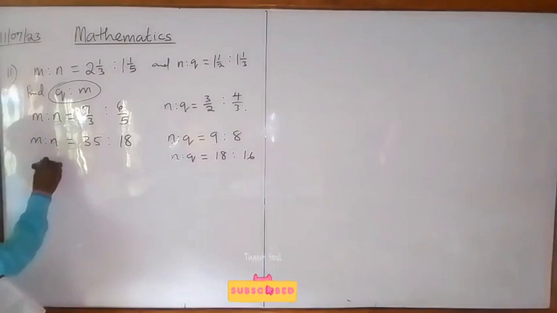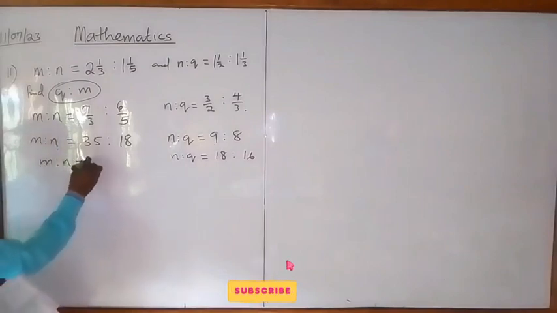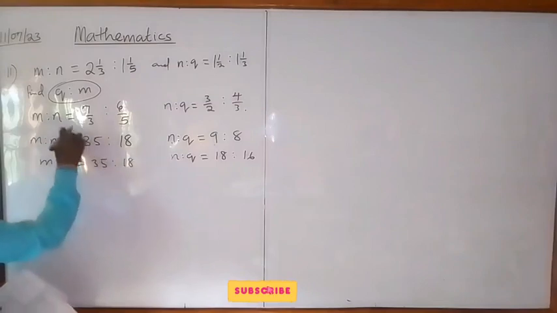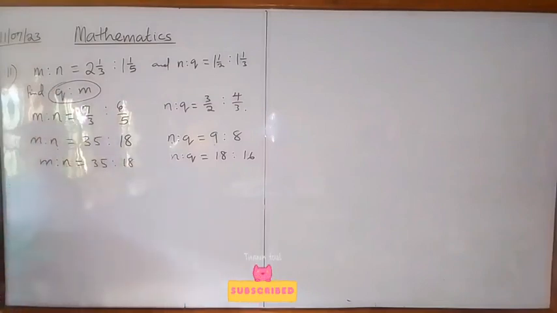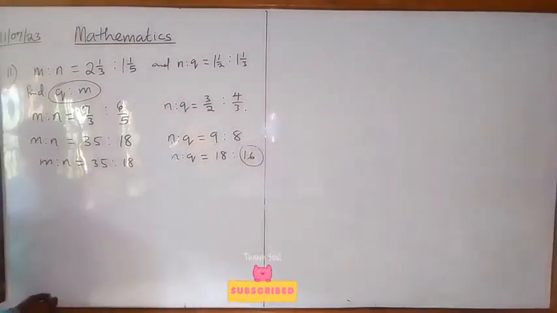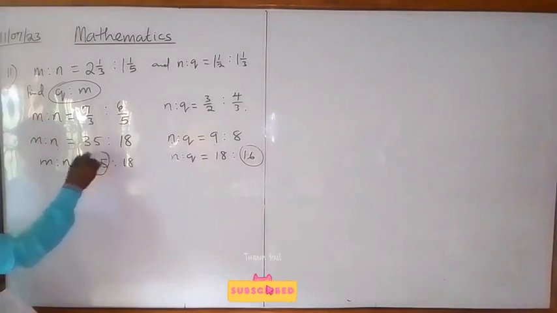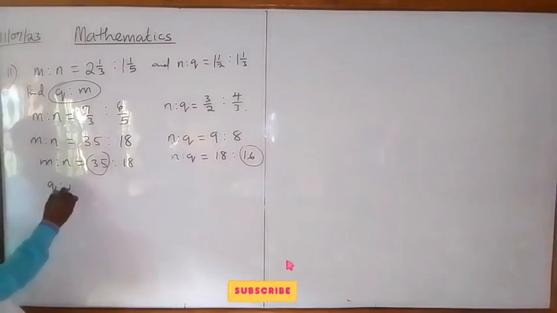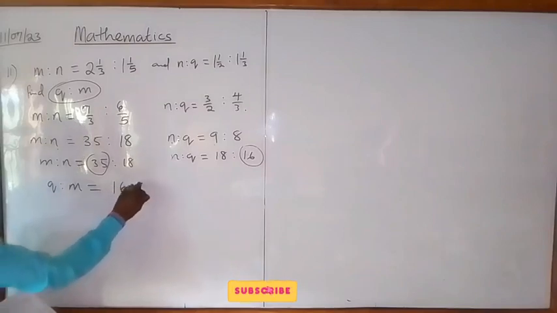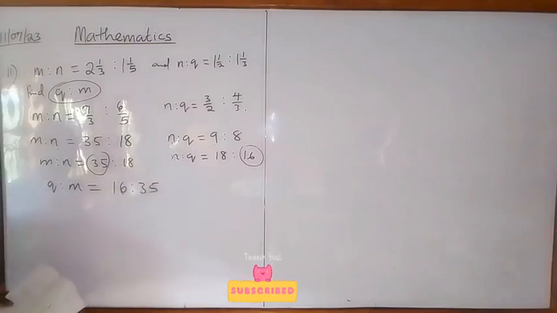Therefore, since our m ratio n is 35 ratio 18, our q ratio n will now be equal to 16 ratio 35. So in this particular question, the correct option is option A.